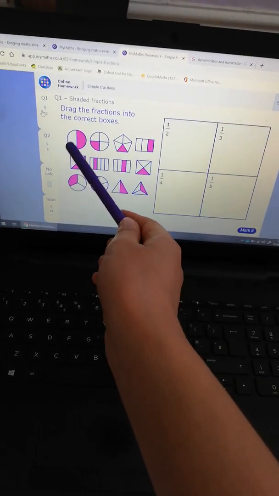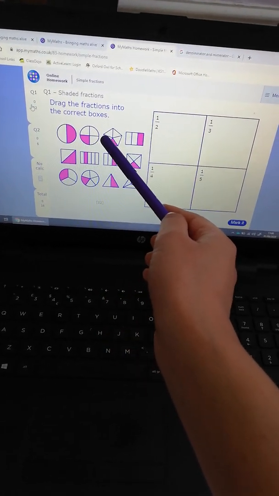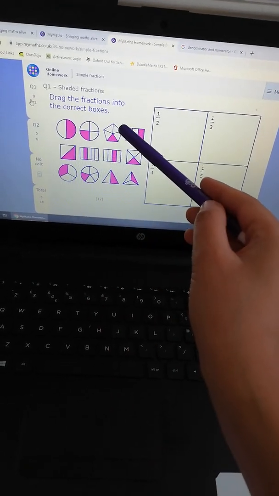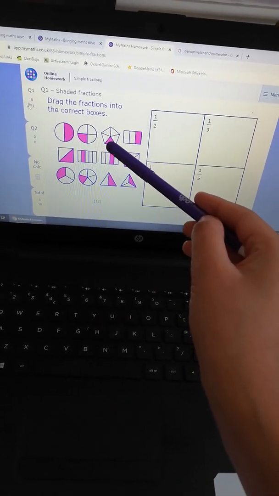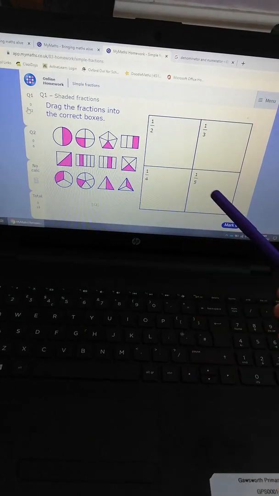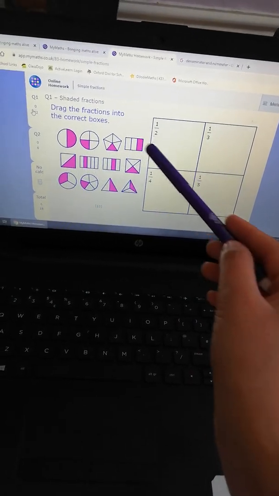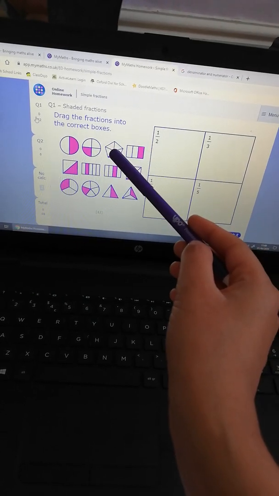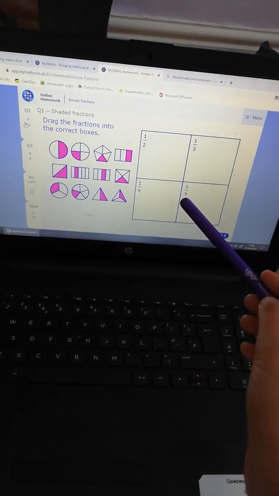So it can't be this one because these are 2 parts. This one has 1, 2, 3, 4 parts, so that can't be the fifth. This one has 1, 2, 3, 4, 5 parts. Remember, 5. How many of them are shaded in? 1. 1/5. So I move this one into this box. And you keep going until you've found all of them for that fraction.